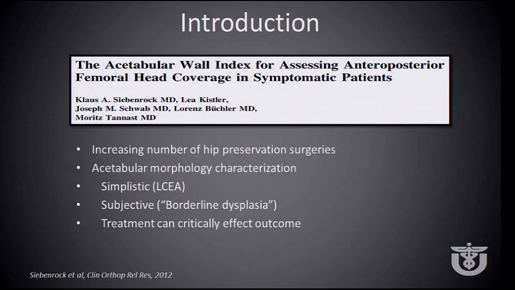Basically, they recognized that there was a number of increasing hip preservation surgeries. Acetabular morphology correction or characterization, at least to date, has been fairly simplistic, largely based off of uniplanar analysis such as the lateral center edge angle. There's a lot of subjectivity to this. For instance, what is borderline dysplasia? Is it an LCA of 20, 25? And treatment obviously can critically affect outcomes.